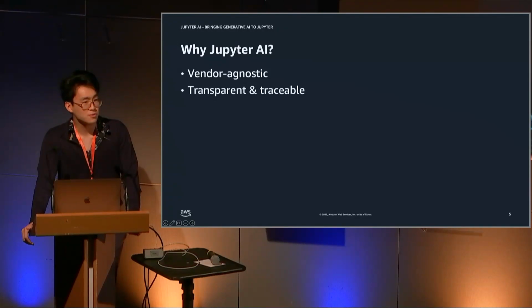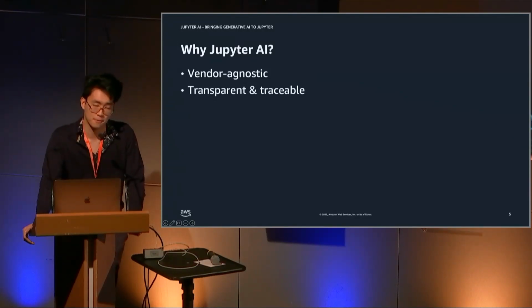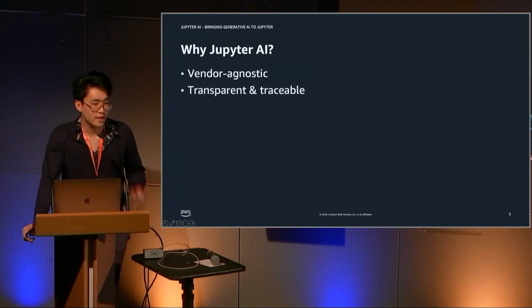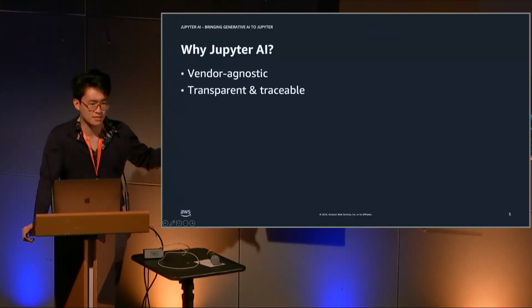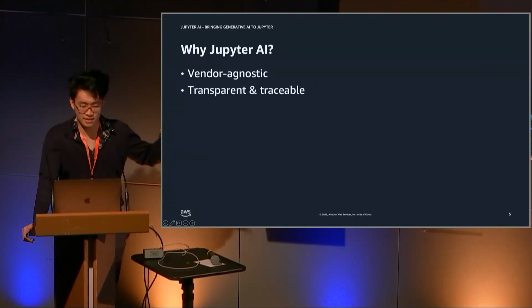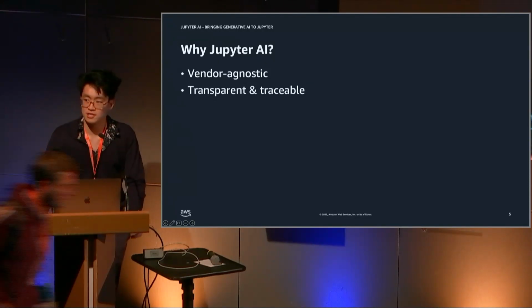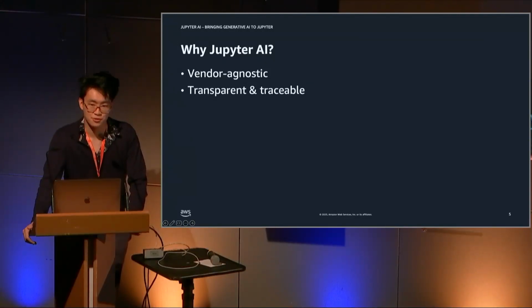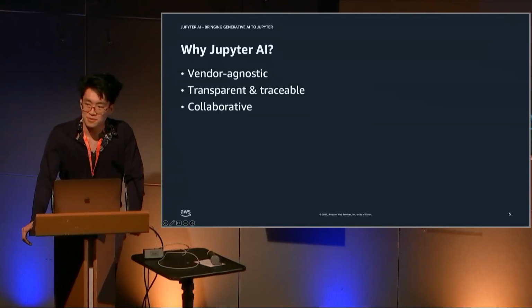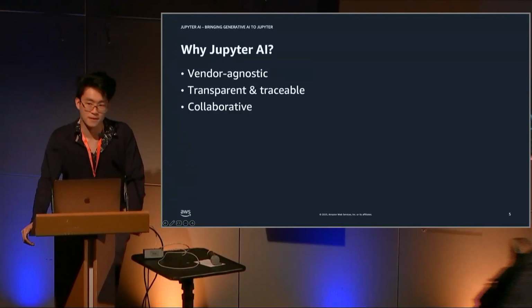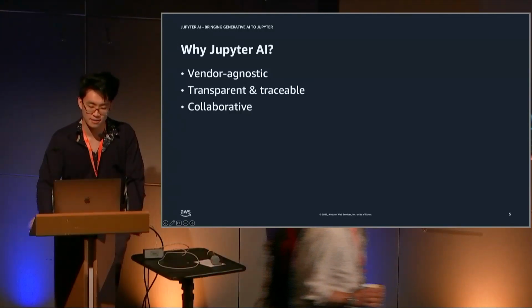Next principle is that Jupyter AI needs to be transparent and traceable. So Jupyter AI needs to be transparent in the sense that users should always be able to see the final prompt being sent to the language model and always be able to see the output. And it also needs to be traceable in the sense that these are captured in server logs and persisted somewhere. Jupyter AI also needs to be collaborative. So the latest release of JupyterLab 3 and JupyterLab 4 all support real-time collaboration, and Jupyter AI needs to be built with this in mind.